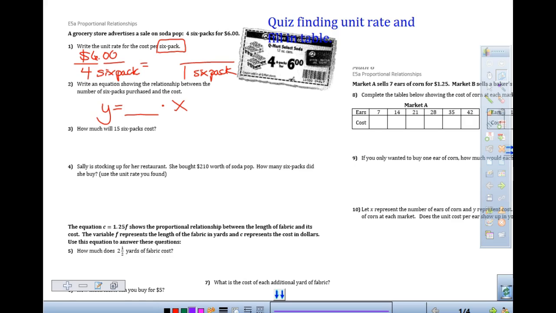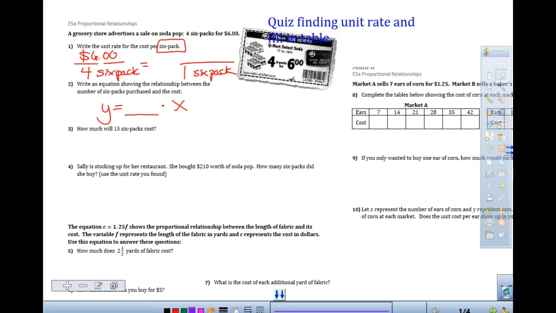So it says find the unit rate cost per 6-pack. So my question in number 1 is, should I be dividing 6 by 4 or 4 by 6? Which ones are dollars? 6 by 4. So when you divide 6 by 4, what did we get for that answer? $1.50.